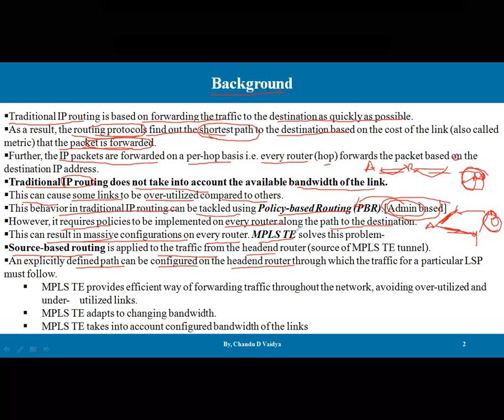So what do you mean by saying that these problems can be overcome by traffic engineering? So what is traffic engineering? MPLS traffic engineering provides an efficient way of forwarding the traffic throughout the network. So in order to transfer the packets or traffic throughout the network, it is providing an efficient way. This is the first definition we can say.